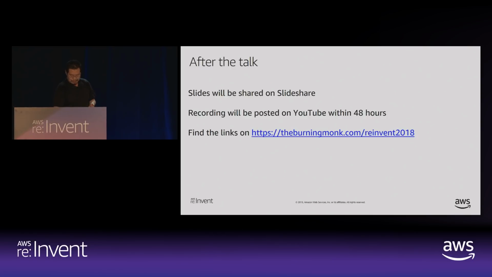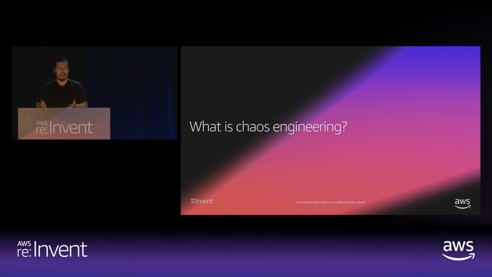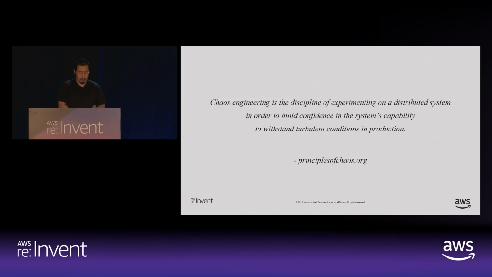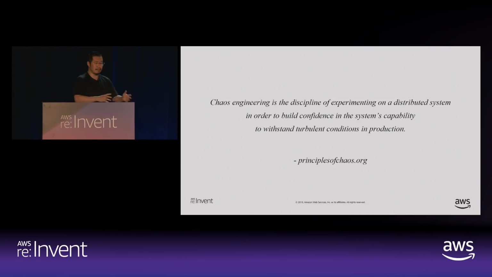So let's start with what is chaos engineering. If you go to principlesofchaos.org, you find this nice definition that says chaos engineering is the discipline of experimenting on a distributed system in order to build confidence in the system's capability to withstand turbulent conditions in production. Now, that sounds great, and it talks about distributed systems, and it talks about building confidence. But personally, I still find it to be quite vague in terms of what we actually do in practice.